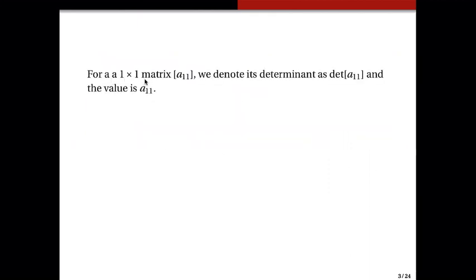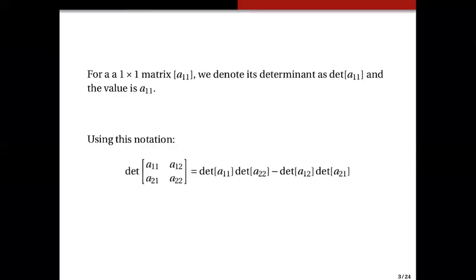Now, for a 1 by 1 matrix, we just denote it like this. So square bracket, and then we denote this a11 as the entry of that 1 by 1 matrix. The determinant, which we denote by det, of this matrix is the value equal to a11. So the value of the entry is the determinant of this 1 by 1 matrix.